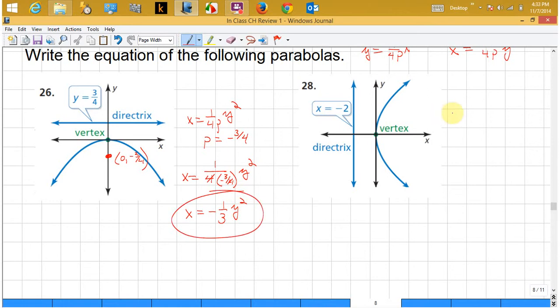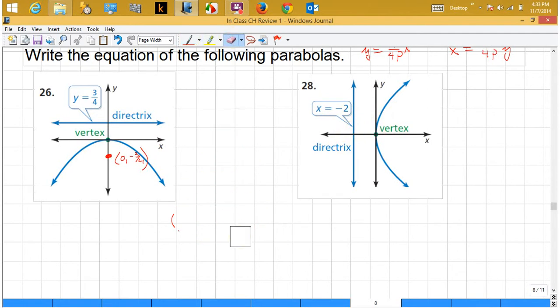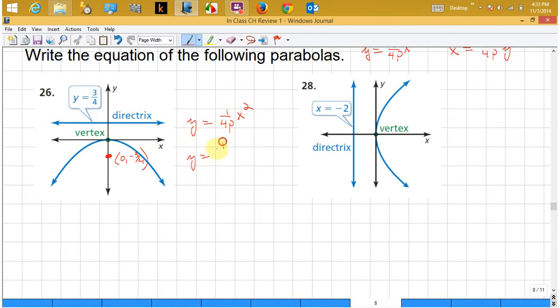Over on the other side over here, this is going to be, wait a second, I did this whole first one wrong. Sorry, it's going to be the same thing, but this is opening down. This is the equation form. Let's try it again. y is equal to 1 all over 4p x squared. And if I put a negative 3/4 in there, y is equal to 1 all over 4 times a negative 3/4. I would get y is equal to a negative 1/3 x squared. And that's better.